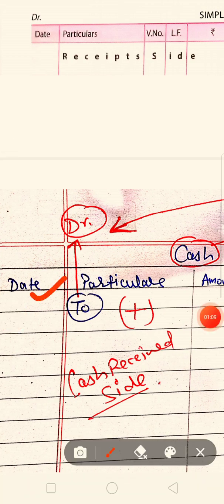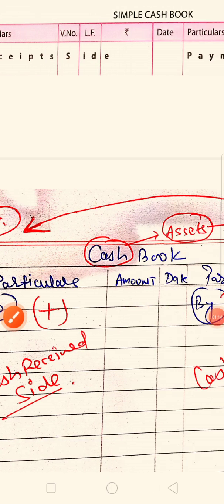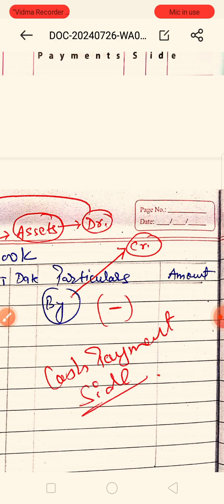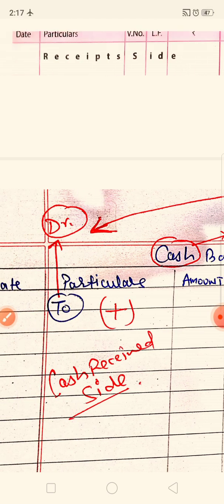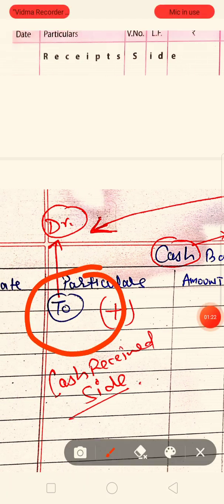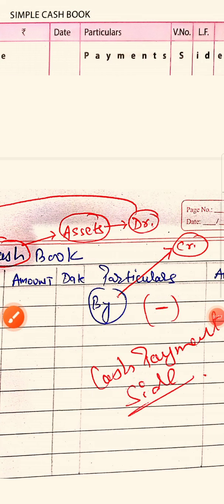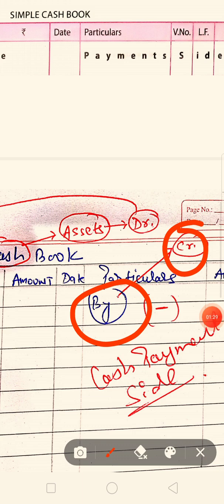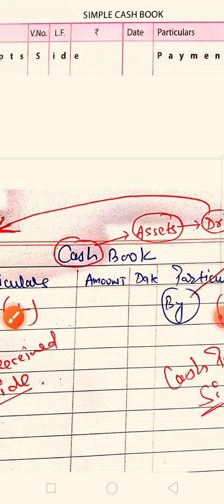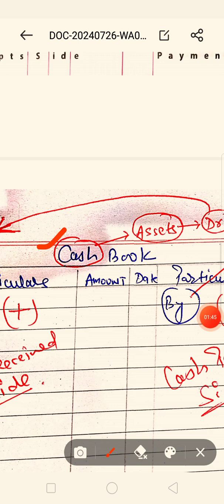This is a date column. This is a particular column, my dear student. Then this is the amount column. Then date, particular, amount. And my dear student, in this format you can see very easily that there are two sides. The To side is a debit side, and this is a By side, and the By side is a credit side, my dear student. So there is a T-shaped format. One side is a To side and the other side is a By side. The To side is a debit side and the By side is a credit side, my dear student. At the top we have written, my dear student, cash book.